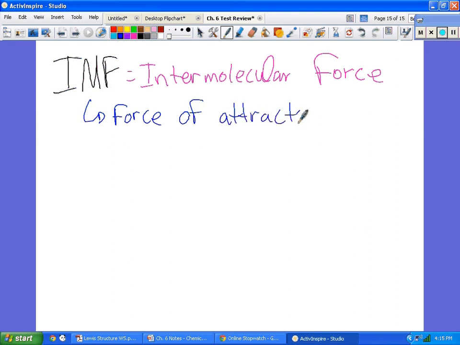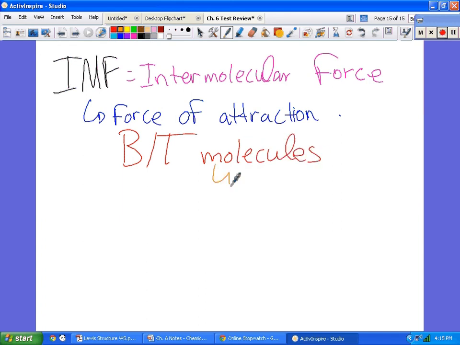Forces of attraction. The key word here is between molecules. Now, one other little key fact here. A molecule is what? Covalent bonds. Very good.